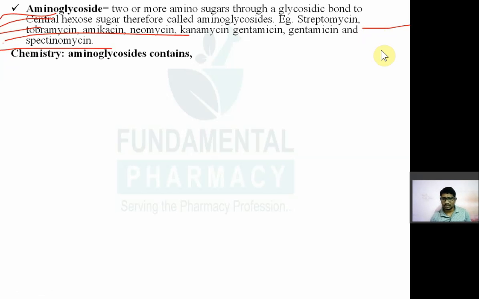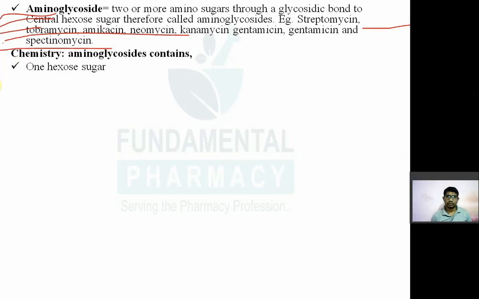Now we'll see a little bit of chemistry. Actually, this lecture is not from the chemical aspect of aminoglycosides; we'll see the chemical aspect somewhere else, later. Little bit of chemistry of aminoglycosides. So what are the structural features of aminoglycoside? What will be there in the structure of an aminoglycoside?